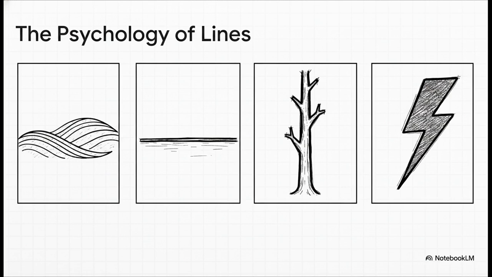Think about it. The soft, curved lines of rolling hills. They feel calm, right? Gentle. Now compare that to the sharp, jagged lines of a lightning bolt. Totally different feeling. It's all energy and anxiety. And artists, they're masters at using this to control exactly how we feel when we look at their work.